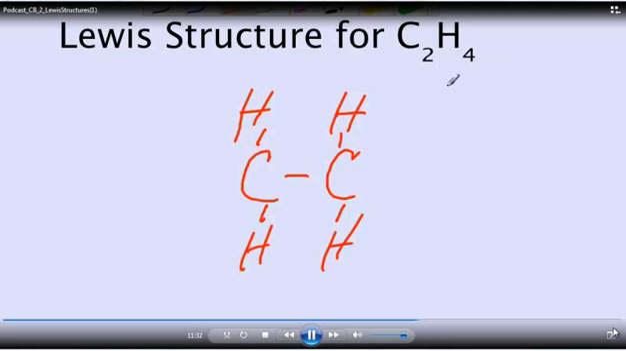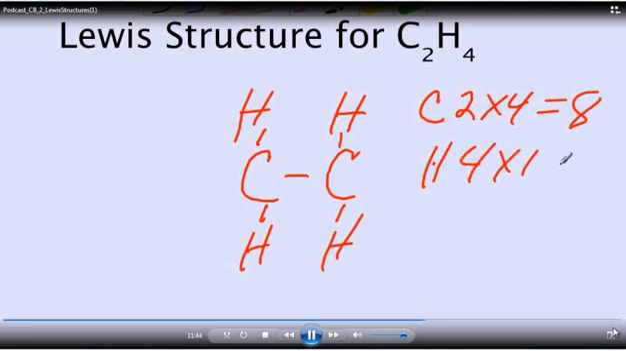Okay, what I want to do is also count how many valence electrons I have. I have 2 carbons. Each of them has 4 valence electrons. That's 8. I've got hydrogen, 4 atoms. Each has 1 valence electron. That's 4. And this is 12 electrons. So I've got 12 valence electrons. I have developed this skeletal structure.